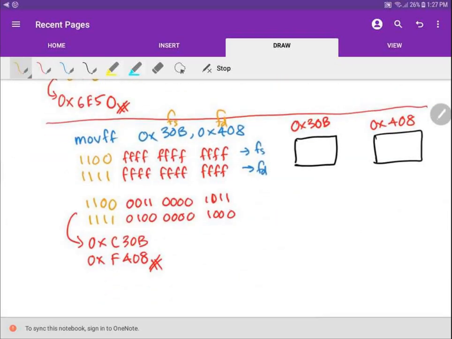So we write here A7, and what are we doing? We are moving it here, right? So this will be the new value for 408. Is that okay? What am I writing? A7, right? A7. Is that okay?